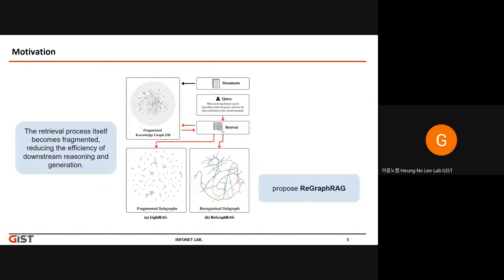Existing LightRAG often suffers from a disconnected retrieval process, which reduces the effectiveness and efficiency of downstream reasoning and generation. To address this, the paper proposed ReGraphRAG, a new framework that reorganizes fragmented retrieved knowledge into a connected graph, thereby improving both the coverage of the generated response and the depth of multi-hop reasoning.